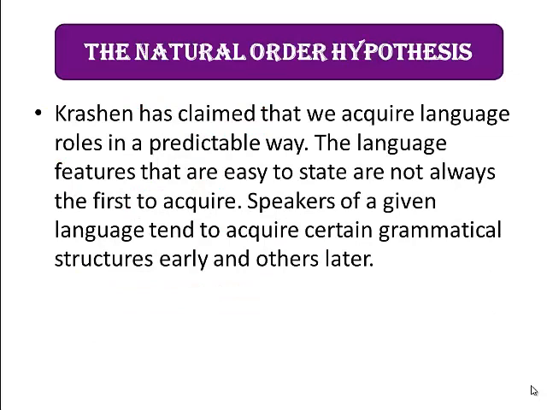Another hypothesis is the natural order hypothesis. Krashen has claimed that we acquire language rules in a predictable way. The language features that are easy to state or to learn are not always the first to acquire. Speakers of a given language tend to acquire certain grammatical structures early and others later.